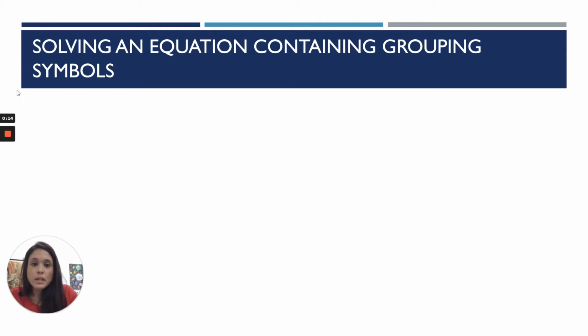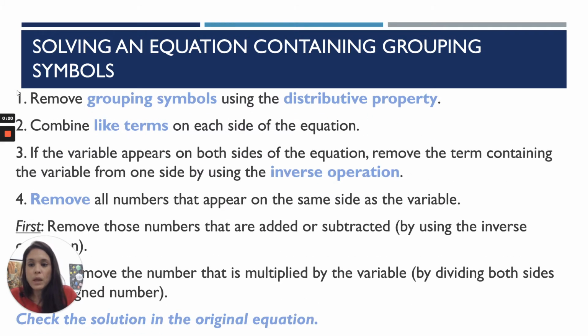So now we're dealing with equations that may have parentheses or brackets, and here are a few rules that we need to follow. If your equation has a grouping symbol, such as a bracket or parentheses, you need to use the distributive property to get rid of them first before doing anything else in your equation. Then you're going to combine like terms on each side of the equation.